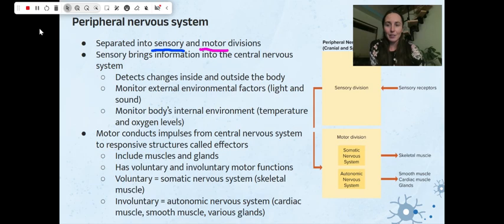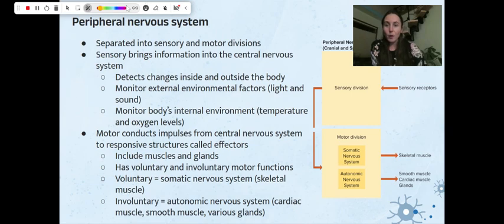Part of this is monitoring our external environment for things like, hey, there's a change in light outside, or there's something we see, right? Light makes that possible. If we hear something different, those senses pick that up, and this sensory information is brought to the central nervous system. It's also about monitoring our body's internal environment. So if our body temperature drops too low, this is what's going to send signals to the brain that says we need to do something to bring that temperature back up. It's also going to monitor our oxygen levels. So if we are not bringing enough oxygen to our cells, what can we do in our body to increase that?